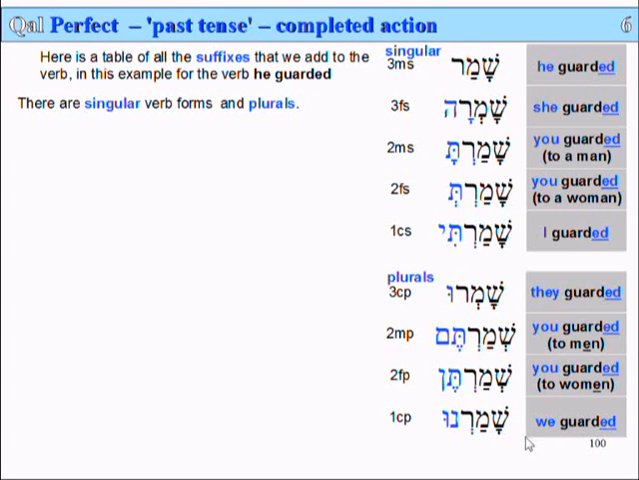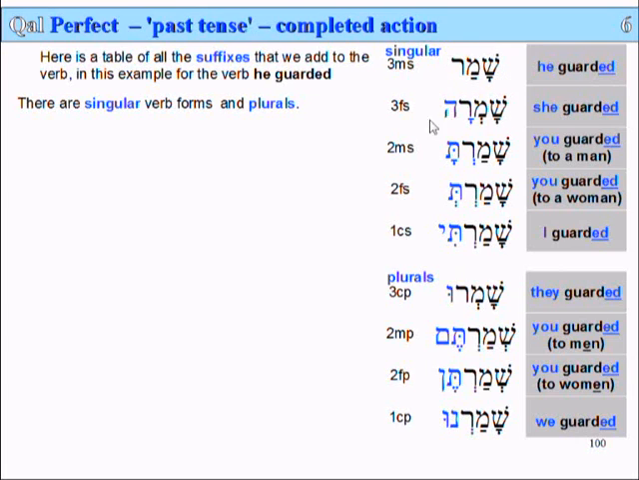We guarded. Shamanu. So every time you use a verb in Hebrew, it'll have these suffixes on the end of them. If you're not speaking of a man, a singular, a third person masculine singular, he, you'll have these letters added to the end if it's not that. So you'll have she guarded, you guarded, and so forth. So let's just read these out.